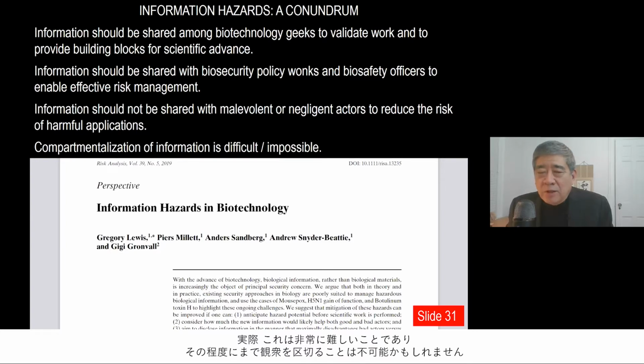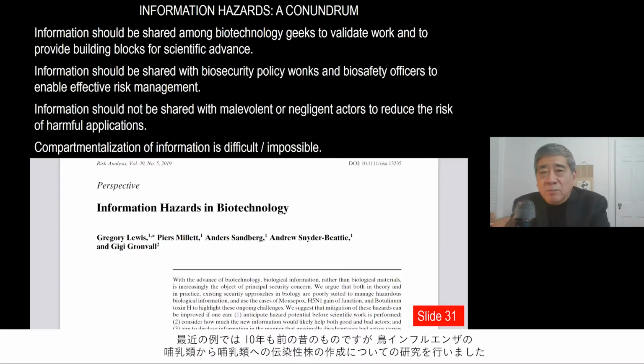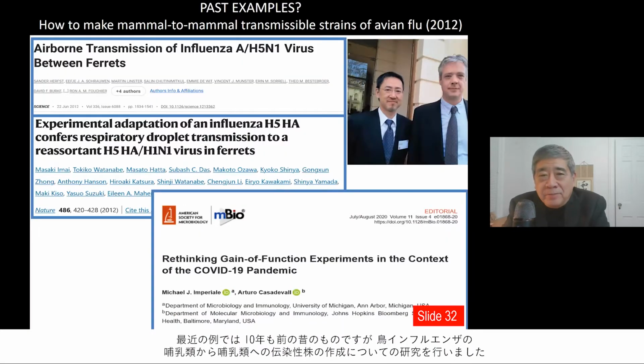To what extent do we need to worry about this in information technology and in biotechnology? And the answer is we do. Some recent examples, a past one, way back, not quite 10 years ago, we had research taking place on the creation of mammal-to-mammal transmissible strains of avian influenza.